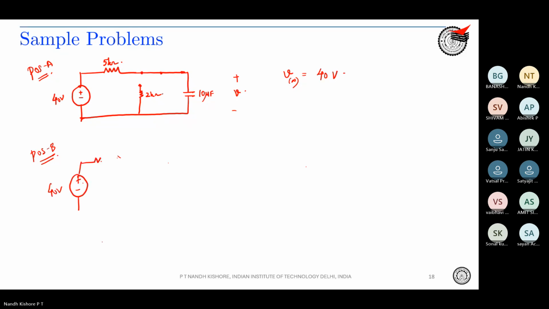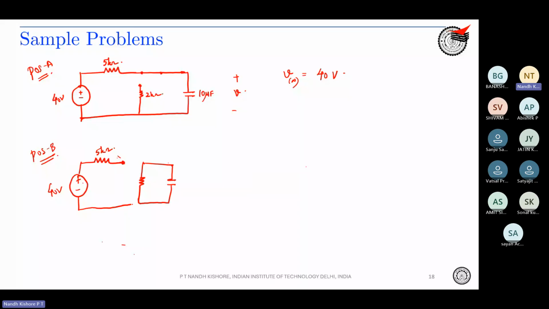40 volts, 5 kilo ohm, but this is now an open circuit. Now I have a connection between this and this 2 kilo ohm, 10 microfarad. This is my voltage. And the initial voltage is how much? Initial voltage is now 40 volts. Let's call this V. Now he is asking how V of t would be.